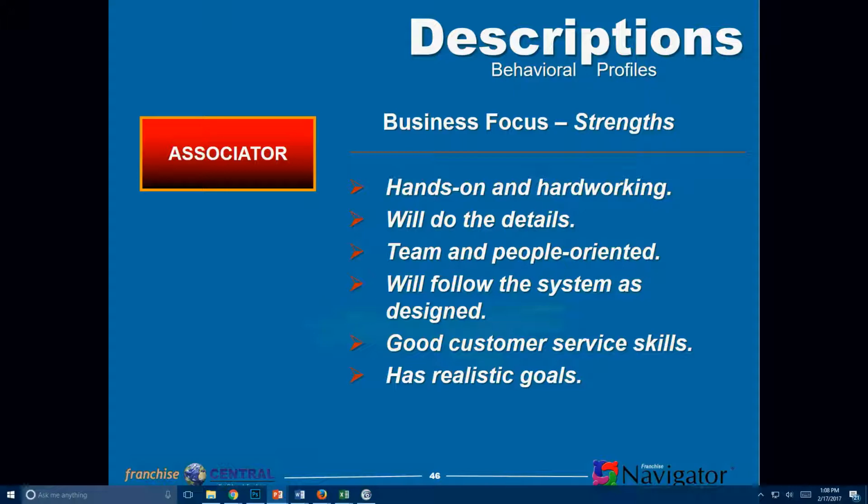Great customer service skills. I think one of the best customer service organizations I've ever seen is Pella Windows out of Pella, Iowa. Red State, associator company, and their customer service was amazing.